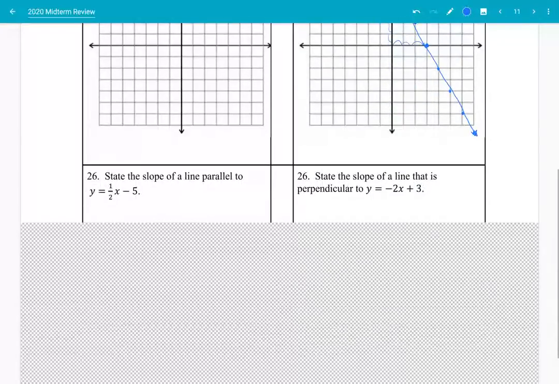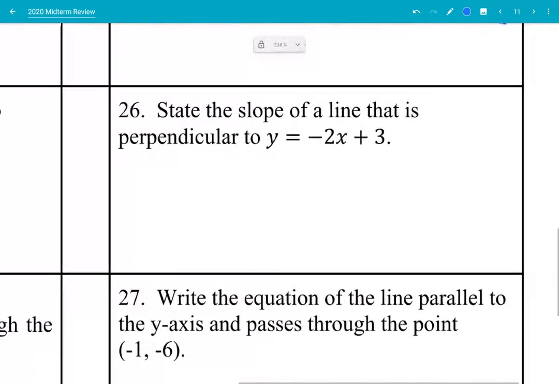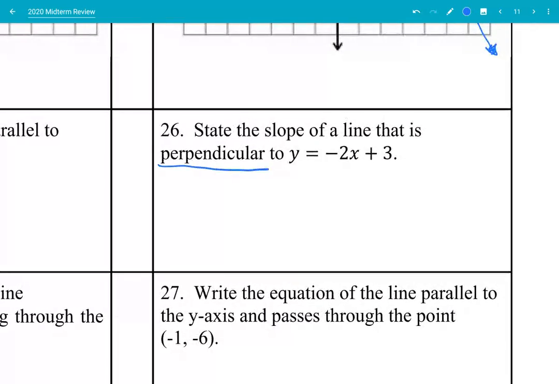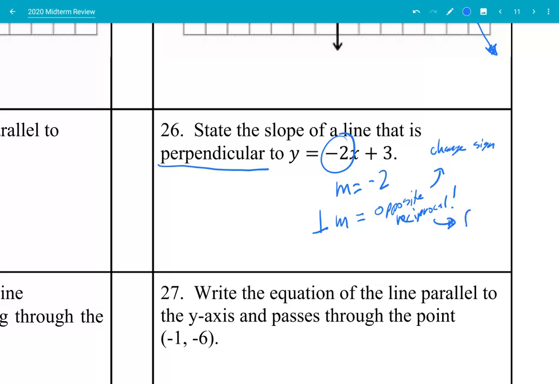All right. Let's state the slope of a line that is perpendicular to this. Well, the slope of the original line is -2. The perpendicular slope, remember, is the opposite reciprocal, which means opposite means change the sign, and the reciprocal just means flip the fraction.